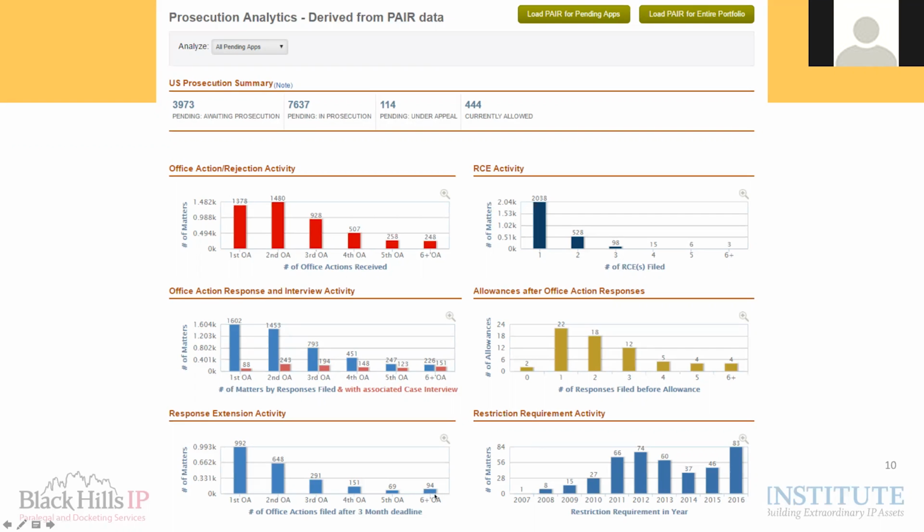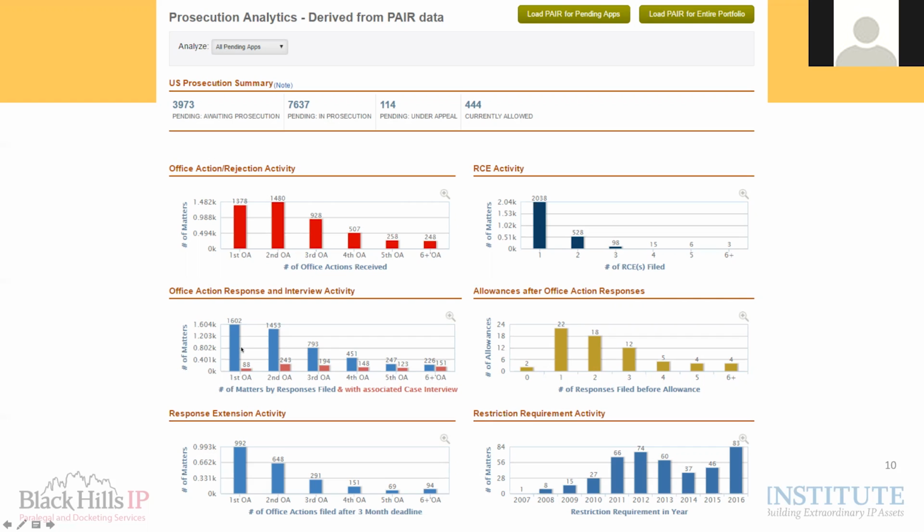But if you look at this last bar, it says 94 here, so it jumped up a little bit on the 6+ office actions. Now you may think this isn't a ratio. So how do I figure out how often on the extensions versus the office actions? That's where you visually take a look at the graph above it, where it says office action responses compared to the extension activity. And that's quite telling for me because, yes, they filed 94 extensions when it came to 6+ office actions, but there were only 226 6+ office actions. So that's shy of 50%.